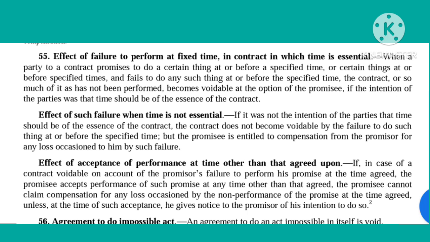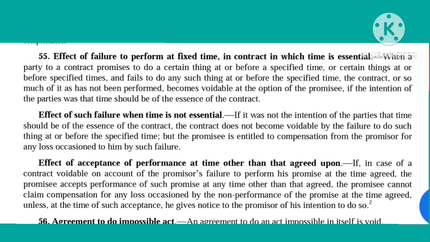Now coming to section 55. Section 55 talks about the effect of failure to perform at a fixed time in a contract in which time is essential. Section 55 reads like this: when a party to a contract promises to do a certain thing at or before a specified time, or certain things at or before specified times, and fails to do any such thing at or before the specified time, the contract or so much of it as has not been performed becomes voidable at the option of the promisee if the intention of the parties was that time should be of the essence of the contract. So, section 55 talks about any contract in which time is the essence of performance.